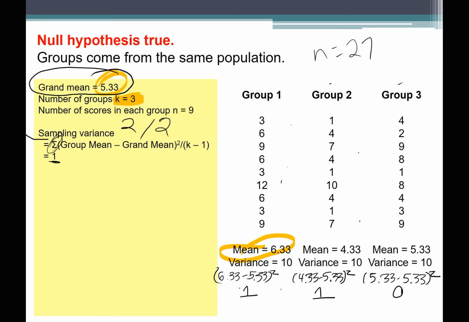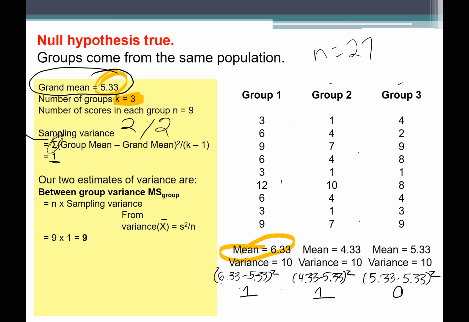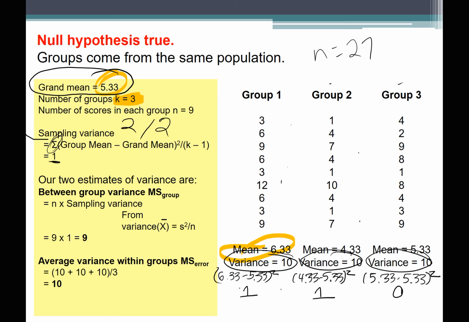So our two estimates of variance: our between groups variance is MS group, and that's n times our sampling variance. Sampling variance is what we calculated here. Okay. So 9 times 1 is 9. And then the average variance within our groups, well, we're talking about these. What's the average of 10 and 10 and 10? The average is 10, right? 10 plus 10 plus 10 divided by 3 is 10.